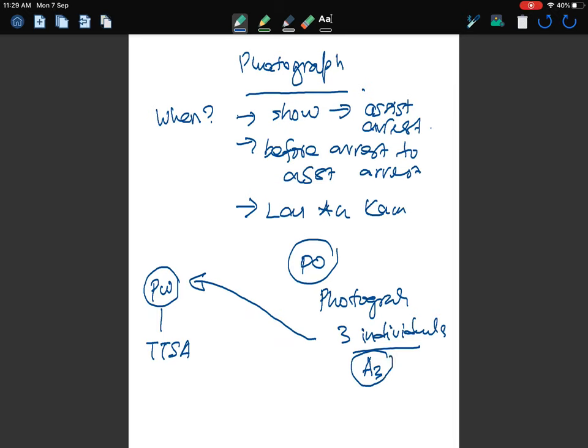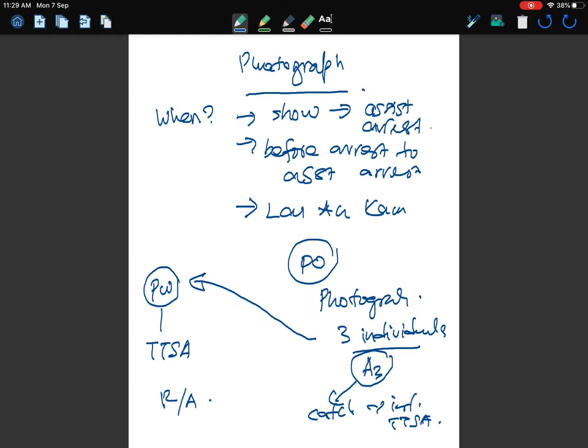Right, the showing of photograph of three individuals to PW here. So out of the three persons here, the accused person has been identified as person number A3. As a result of the identification of A3, the police go to A3 and catch him, so he is arrested and interrogated for the offense of sexual assault, let's say, that happened at Taman Tasik Shah Alam.